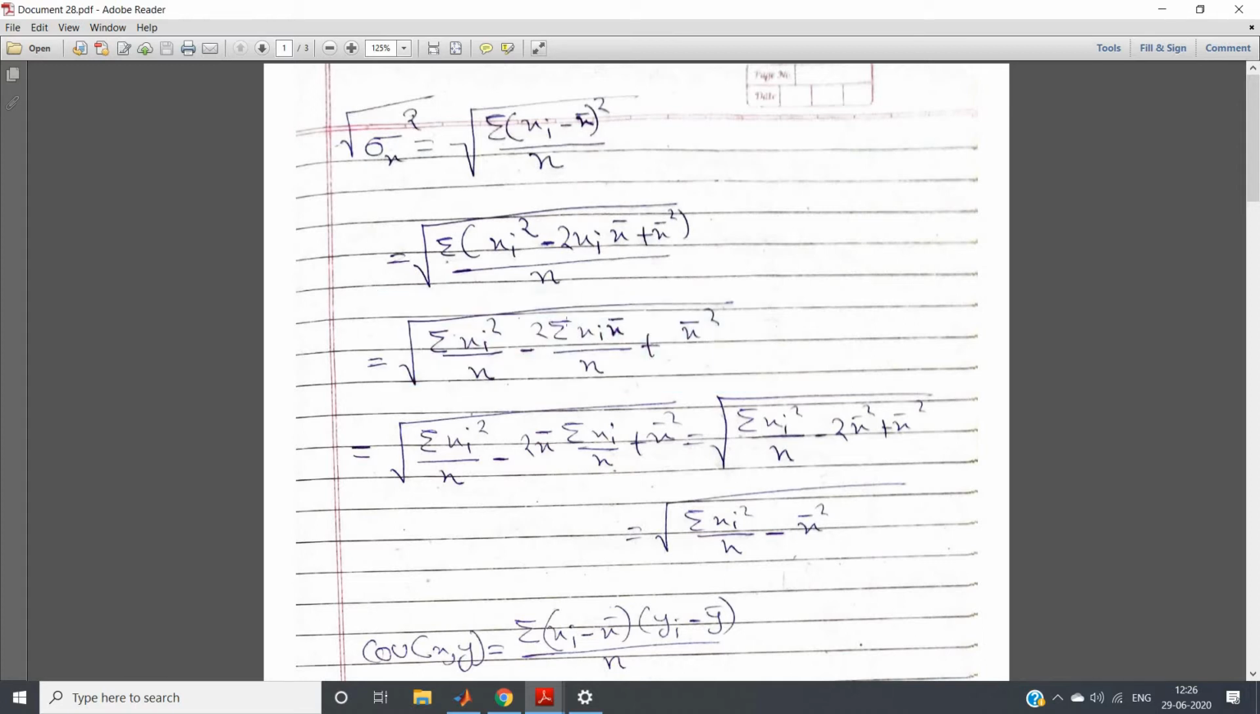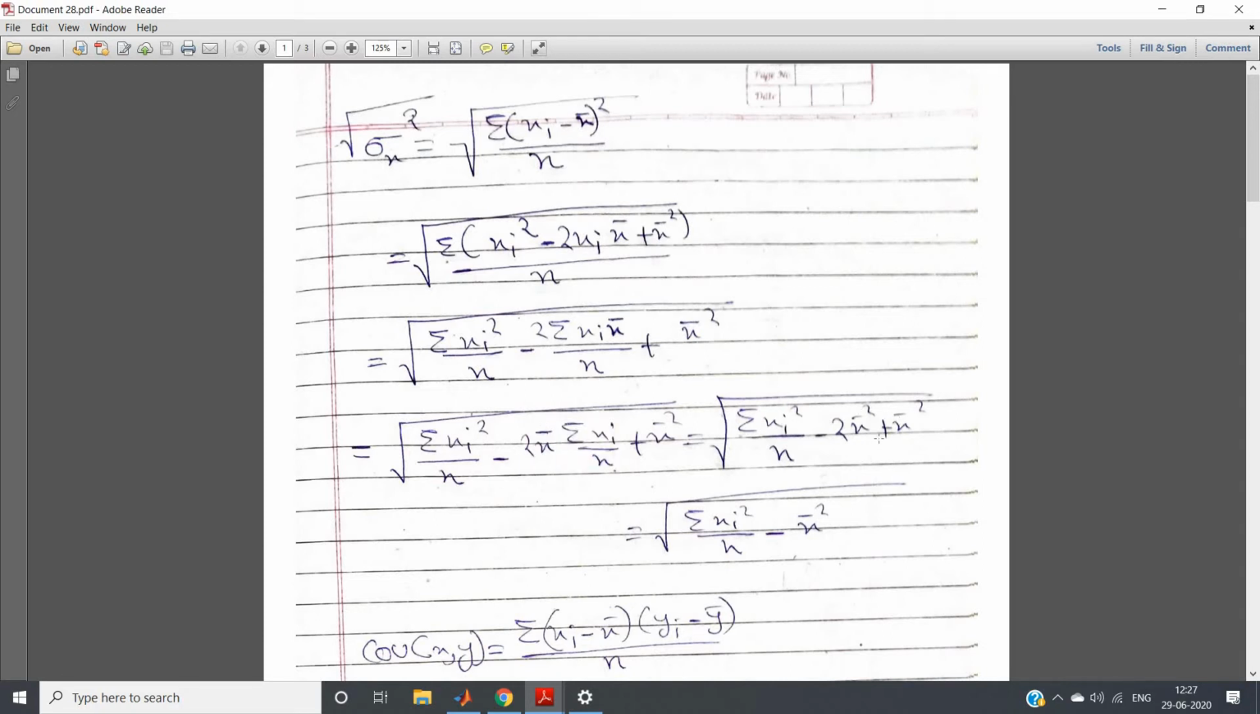And then see here, this particular term, summation over xi times x bar. Here also x bar is constant, so you can keep this outside with 2. So you can write like this. Same equation, I have just taken x bar outside. Now summation over xi by n is again nothing but x bar only, right? Because we are taking the average. So we can write like this: root over the summation over xi square by n minus 2 times, see here one x bar was present and this is summation over xi by n, this is another x bar.